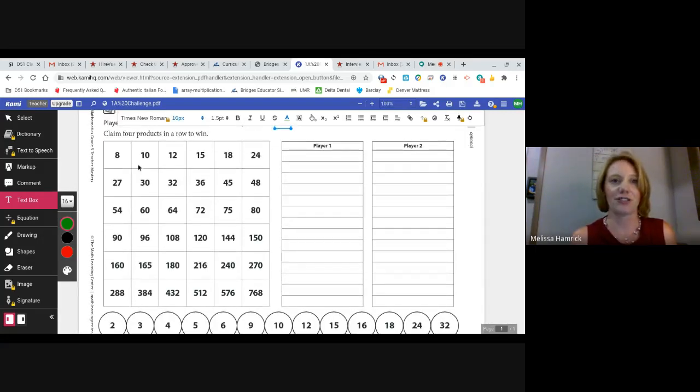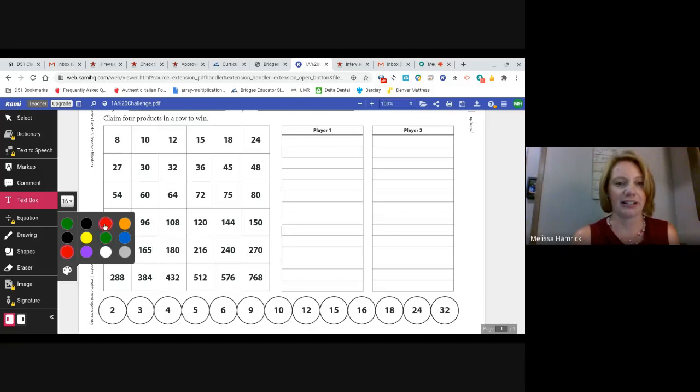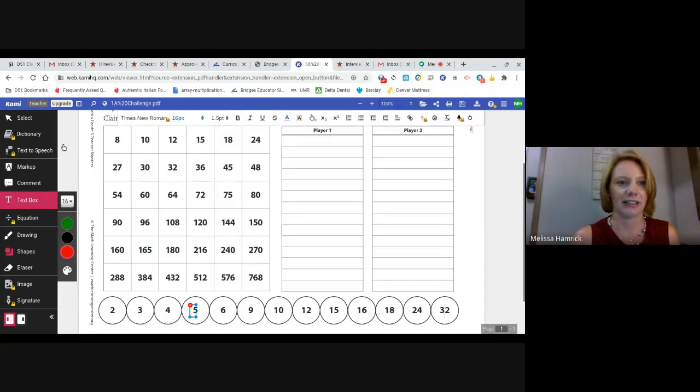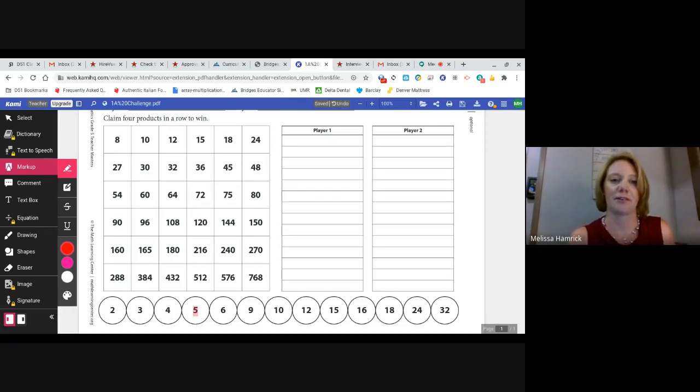So I'm going to choose a factor. I'm going to choose 5, and I want to highlight that with red. Okay, so I'm going to choose 5, and the class would get to choose the other factor. So maybe they choose 3.